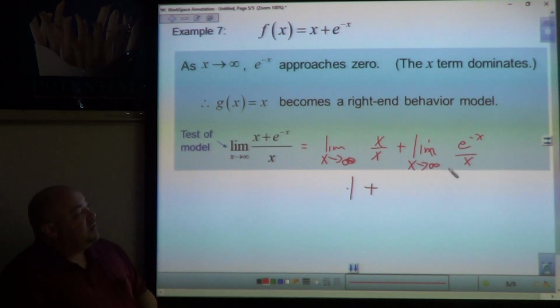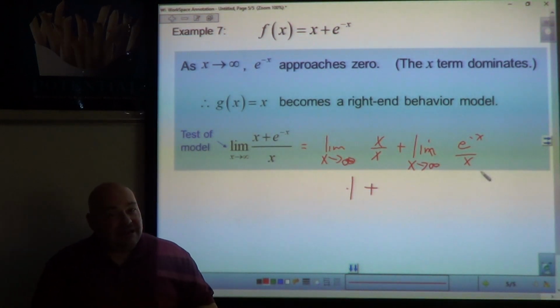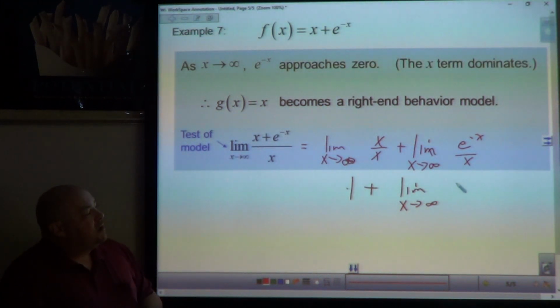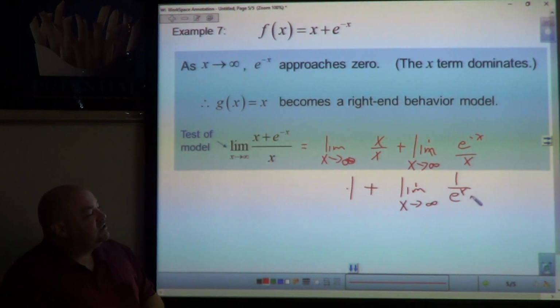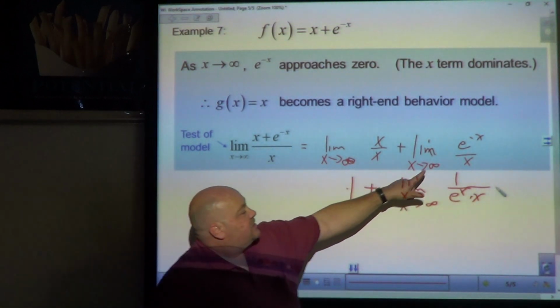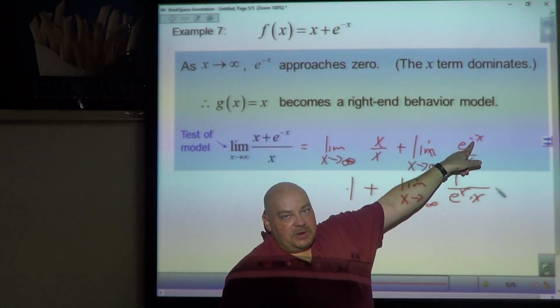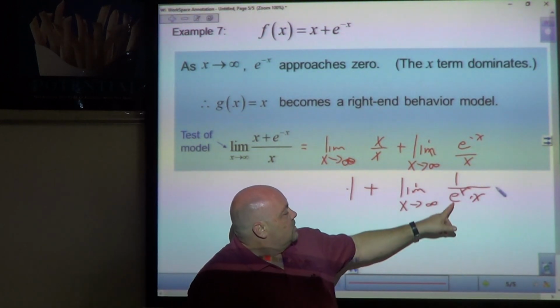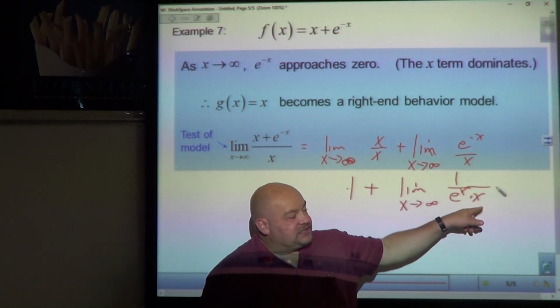Now, let's simplify this one. What I'm going to do is drop that e to the bottom. So we end up with the limit as x approaches infinity of 1 over e to the x times x. All I did was, because that x was negative up here, I can move it to the bottom. Remember, the sign of the exponent will change. So now I have 1 over e to the x times x.